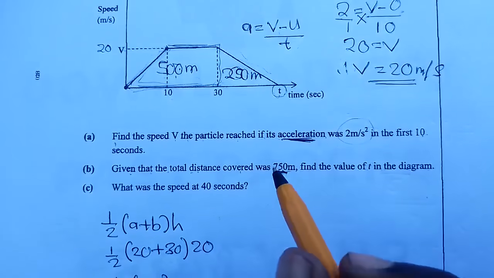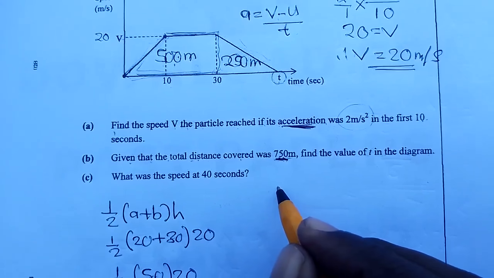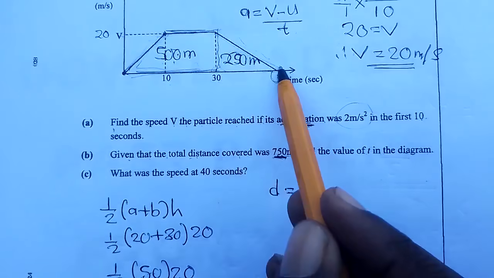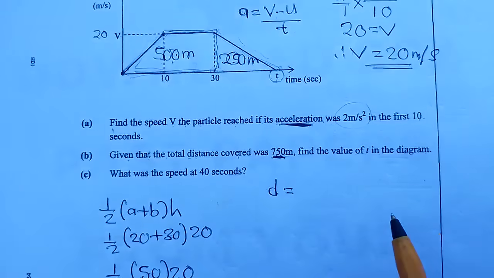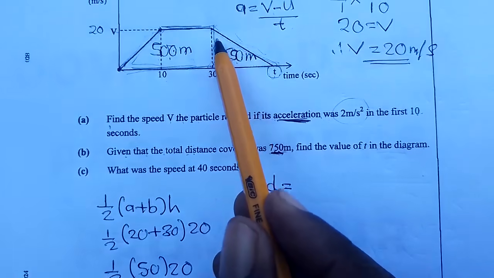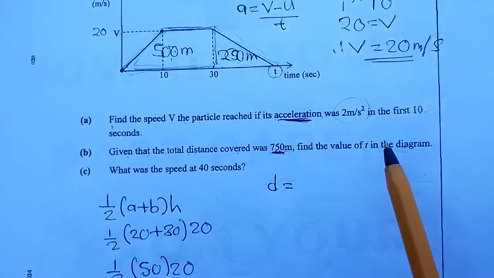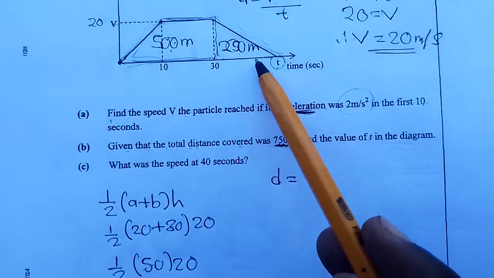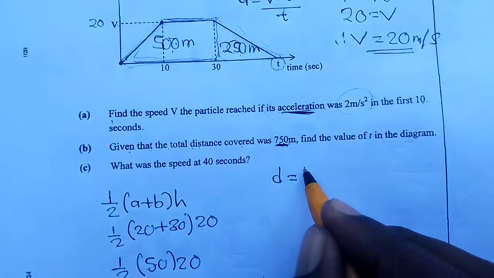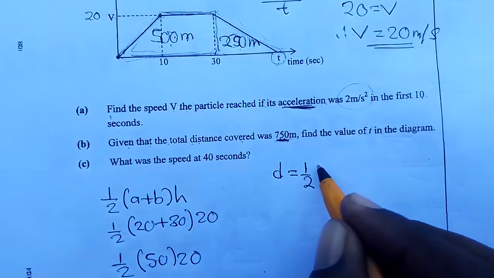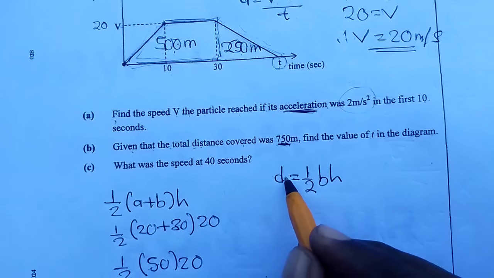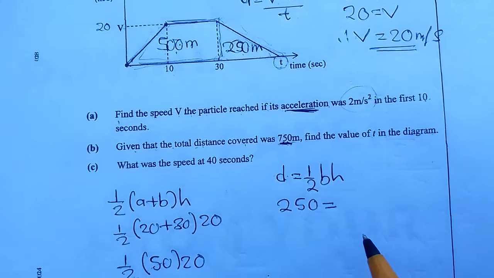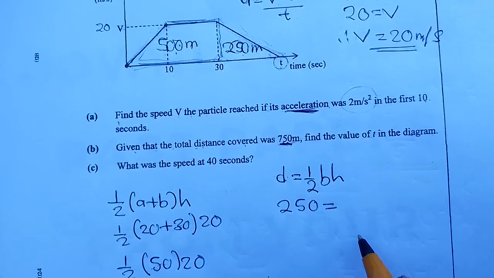So I'm going to use the distance formula. This is a triangle. You use the formula for a triangle because you are given the distance there. You cannot concentrate on the deceleration because we are not given the deceleration, but we are going to use the distance which we are given. Distance is equal to half b h, where the distance from here to there is 250, which is equal to half.